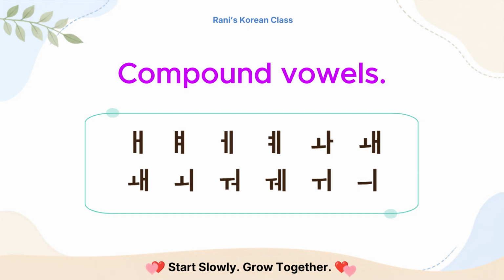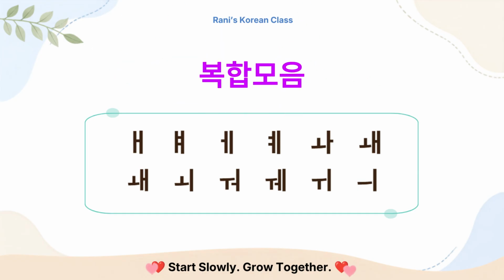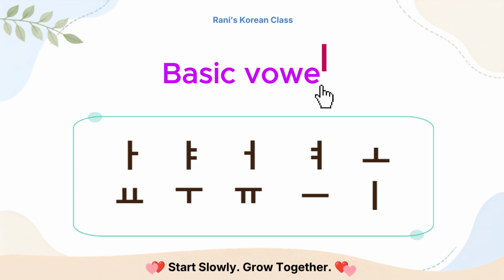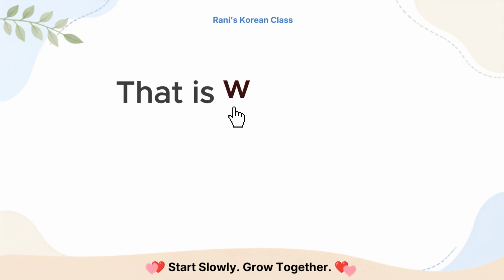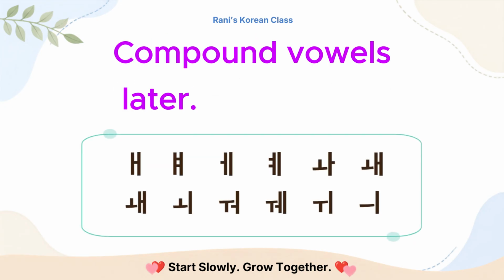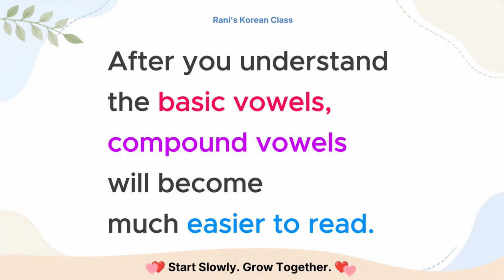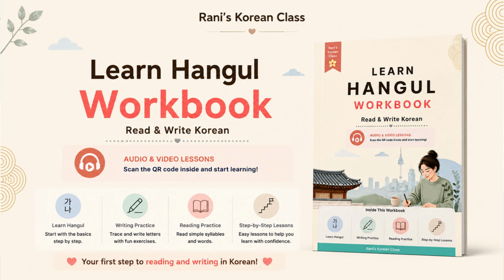Now, let's look at compound vowels. In Korean, they are called 복합모음. Compound vowels are made by combining 2 vowels. We will learn these after the basic vowels. That's why learning the basic vowels first is important. 기본 모음 먼저 배우고 복합 모음은 나중에 배울 거예요. Basic vowels first, compound vowels later. After you understand the basic vowels, compound vowels will become much easier to read. So don't try to memorize everything today. We will learn and practice each part together.